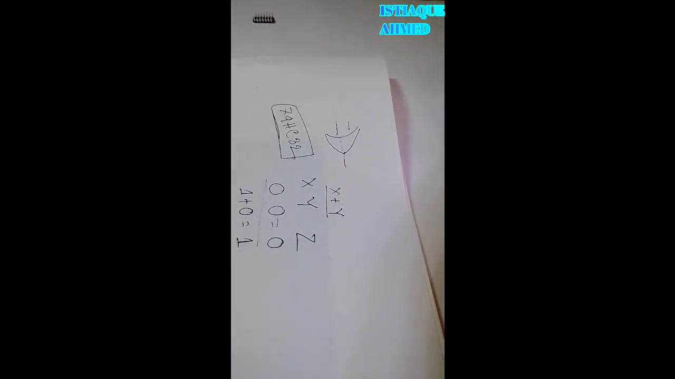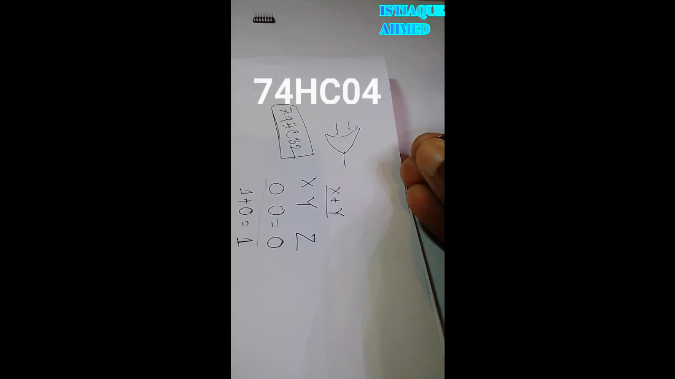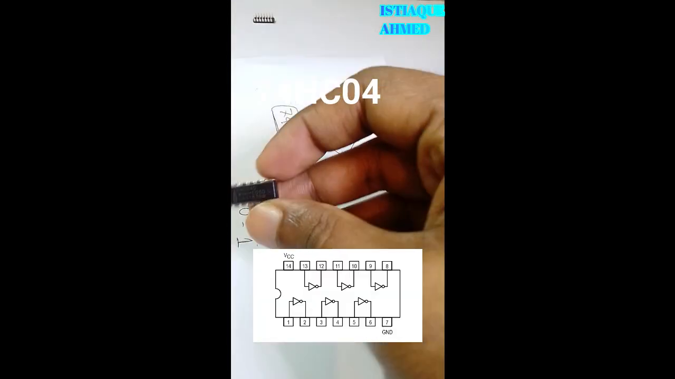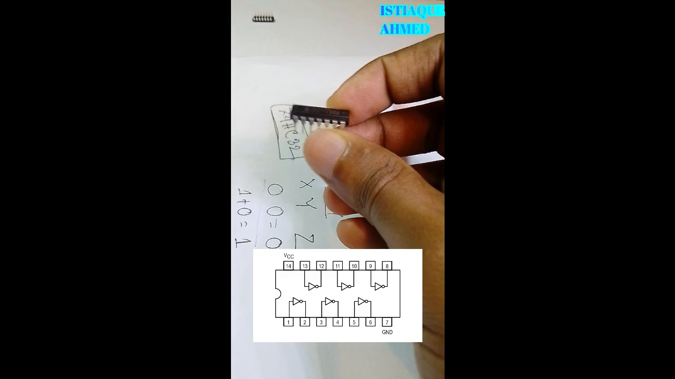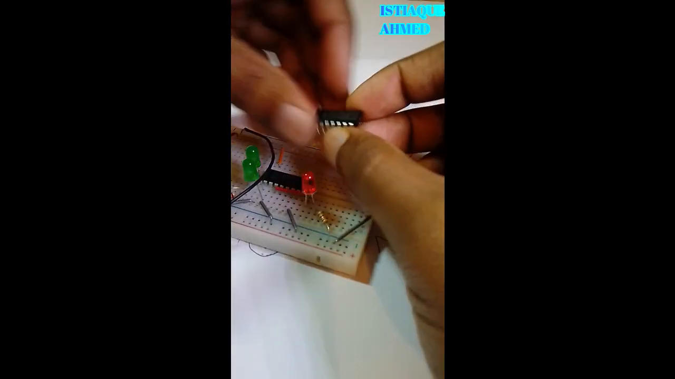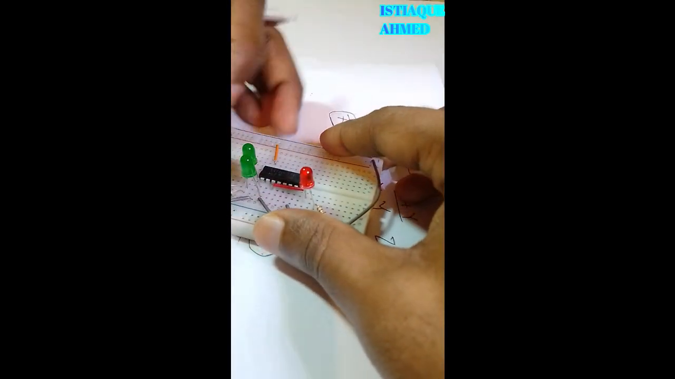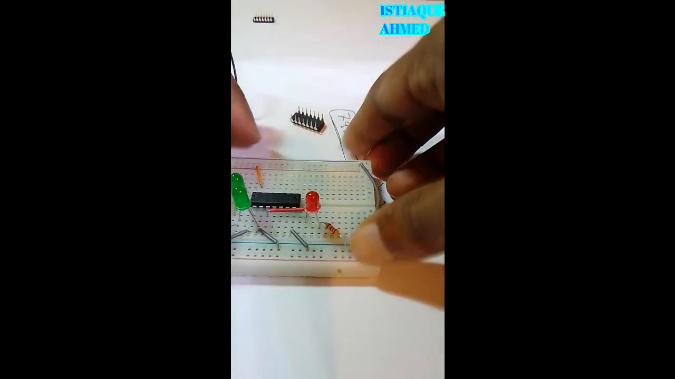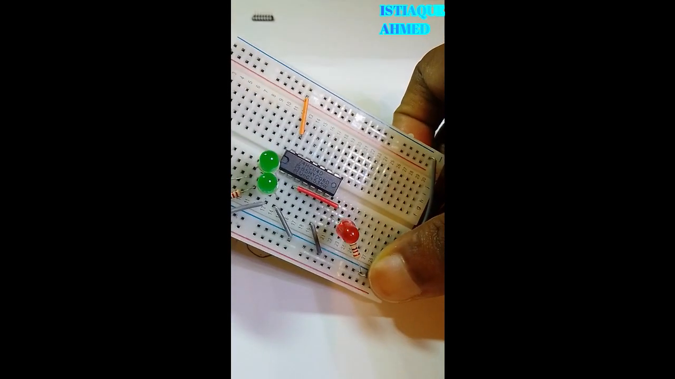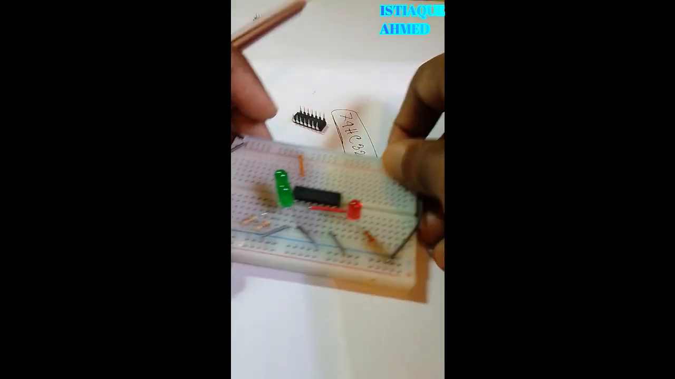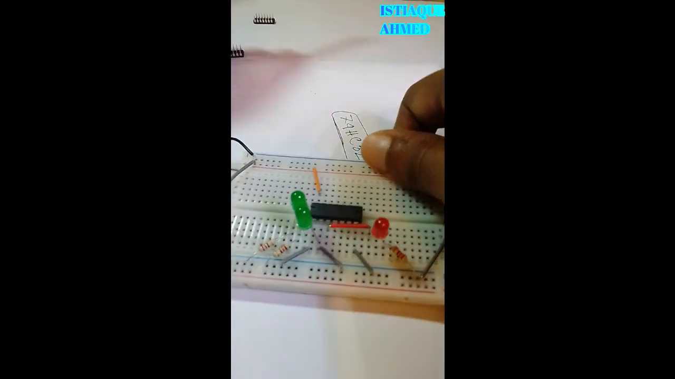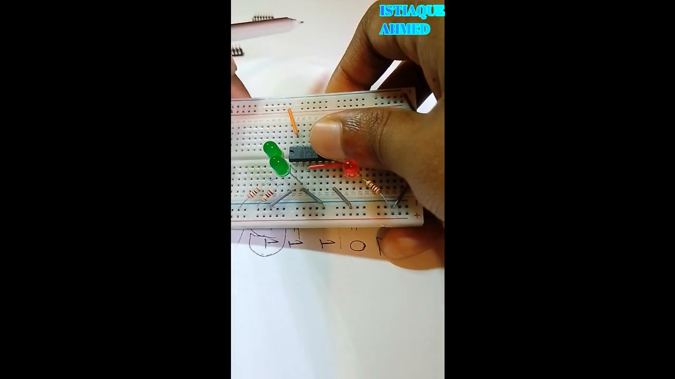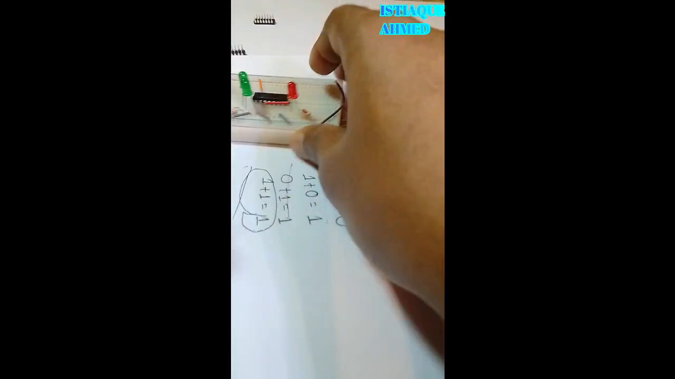Another IC is 7404, and this has just one input and one output. We will replace this IC with 7404 in the same place. 74HC04. Okay, there is a little bit of change. For this 74HC04 NOT gate, we will get one input and one output. So the diagram will be like this.